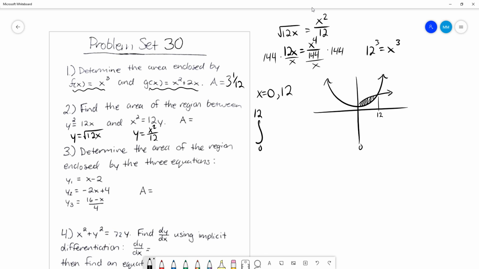If you want to double check that, of course, you can plug in a value on this interval like we did before for both of these and see which one is on top, but it should be the square root one. So it's going to be this one minus this one. So, give myself more space. And I'm going to write it like this. And then that's minus x squared over 12.